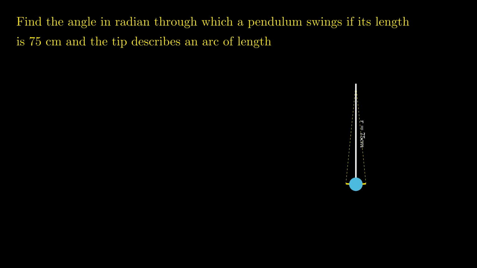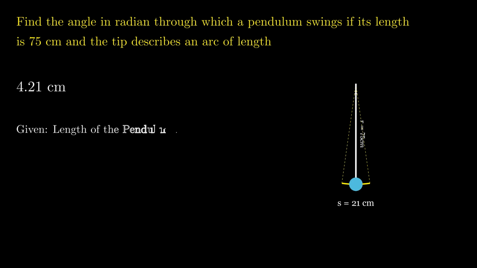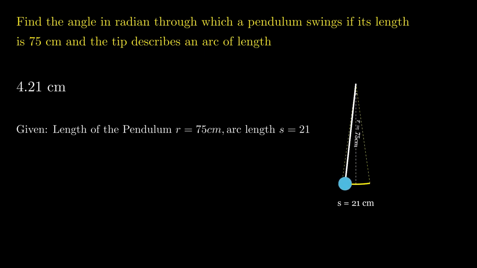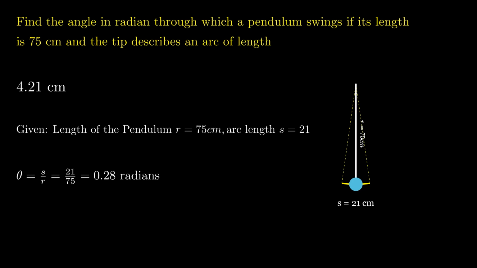Last problem of this problem set, we have s equals 21 centimeter. Given length of the pendulum is r, which is equal to 75 centimeter, and arc length s is equal to 21 centimeter. So we need to find out theta. Theta equals s divided by r, which is 21 divided by 75, which equals 0.28 radians.